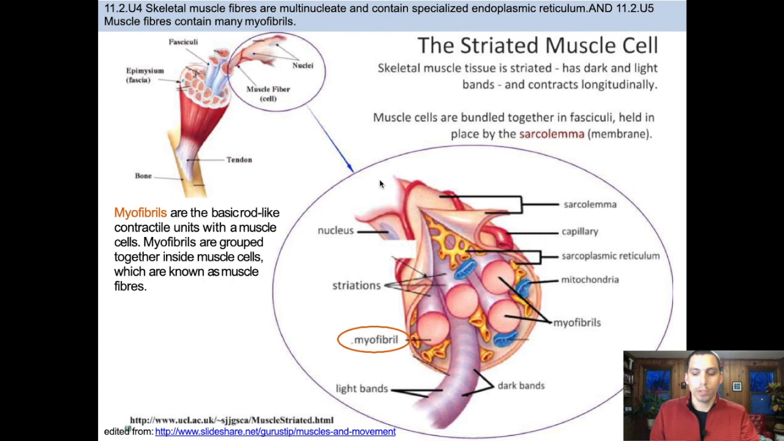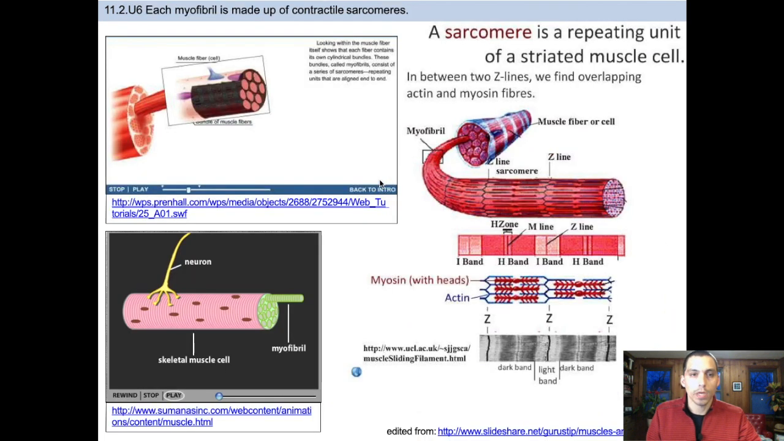This is part 2. Last time in 11.2 Notes we covered the beginning portions of 11.2, including the skeletal system and the structure of the muscle cell, which you can see on the screen here. So now we're going to move forward. We're going to get a little bit closer in. We're going to zoom a little bit closer.